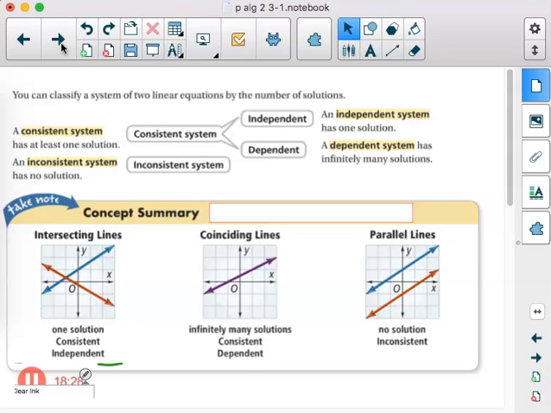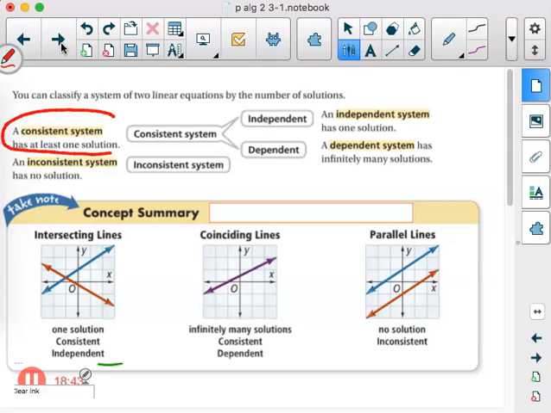Now we have another topic in this section. And it talks about how sometimes they hit each other. We love that, by the way. In math, we love to be able to say we found a solution. So you can classify a system of two linear equations by the number of solutions. So a consistent solution. Now, consistent means it happens all the time. We would love it if we always got an answer every time. So a consistent system has at least one solution.